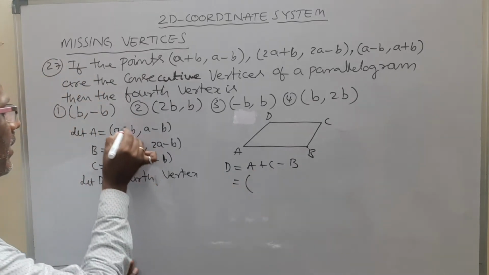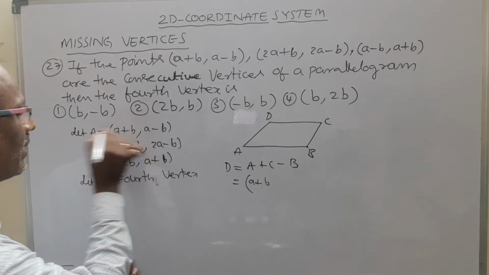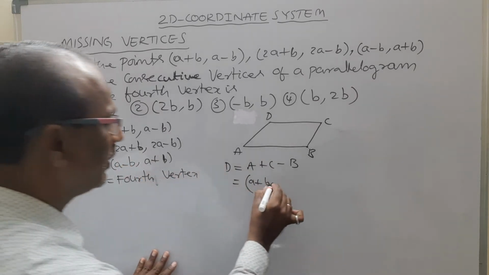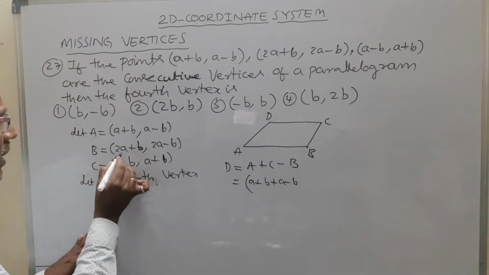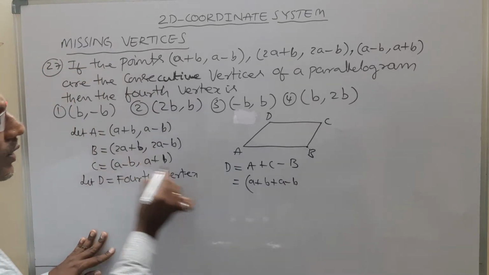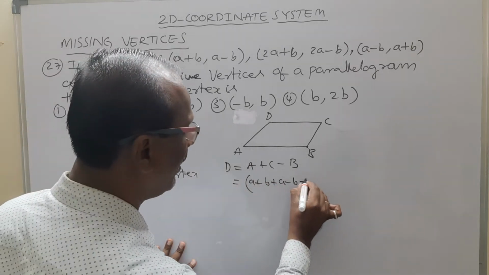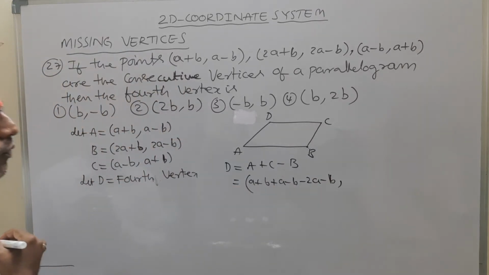In A, the x coordinate is a plus b. In C, the x coordinate is a minus b. In B, the x coordinate is 2a plus b. Multiply with minus: minus 2a minus b. Next, the y coordinate.